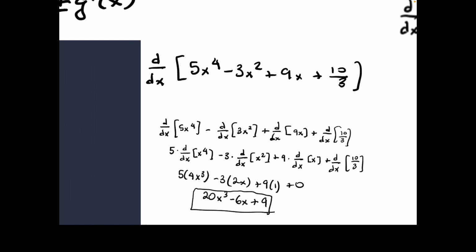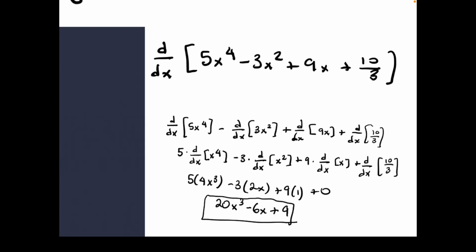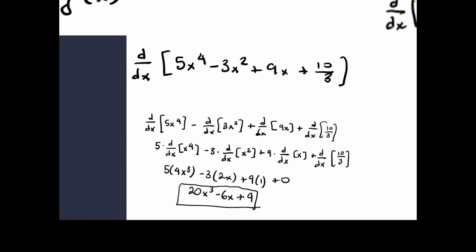So then we could just use the power rule. We have 5 times 4x cubed minus 3 times 2x plus 9 times 1, plus 0. And finally, when we combine the constants, we end up with 20x cubed minus 6x plus 9. And the amount of steps might vary for you. For instance, you might not need to write the derivative of 5x to the fourth minus the derivative of 3x squared plus the derivative of 9x. You might go straight to the second to last step, 5 times 4x cubed minus 3 times 2x plus 9 times 1. So it shows how the number of steps might vary.